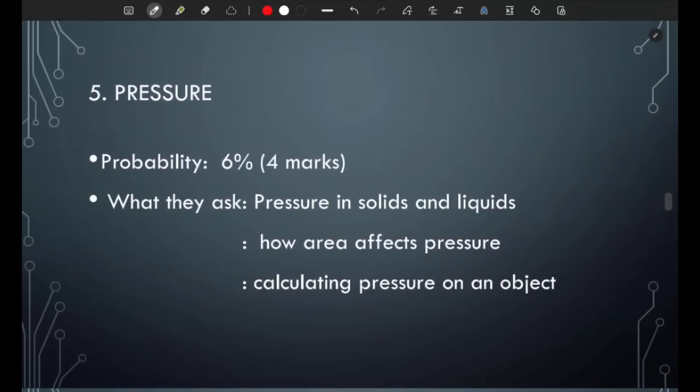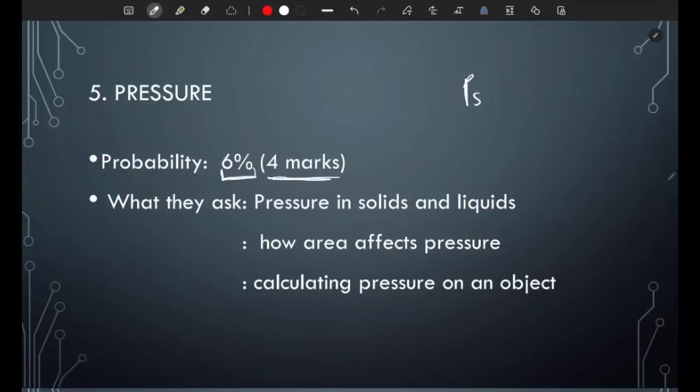Pressure. So this topic has been decreasing in popularity, and the number of marks it holds are also decreasing. So we're looking at around 6% of the paper, which is about 4 marks per paper. When it comes up, what they ask you is the pressure in solids and liquids. They could ask you to calculate pressure in solids and liquids.